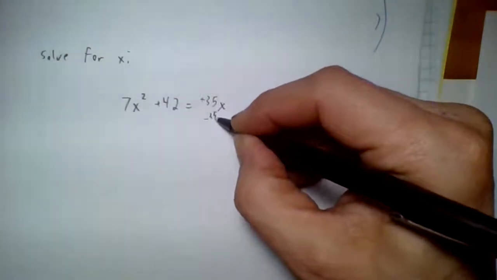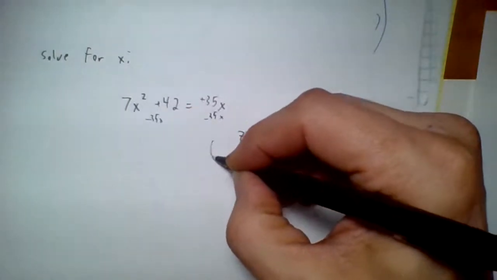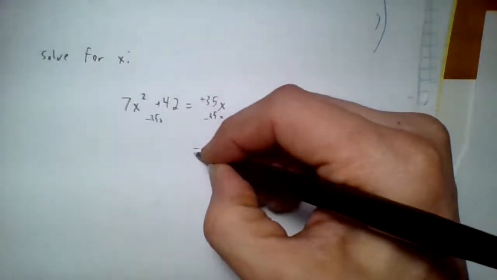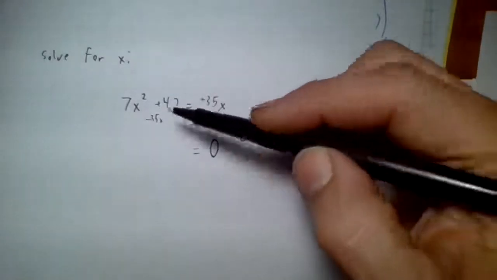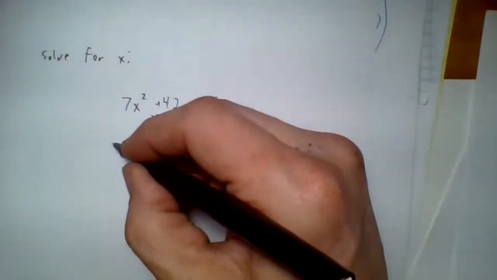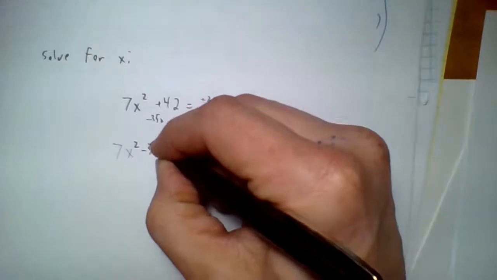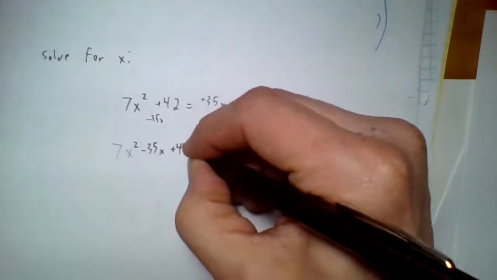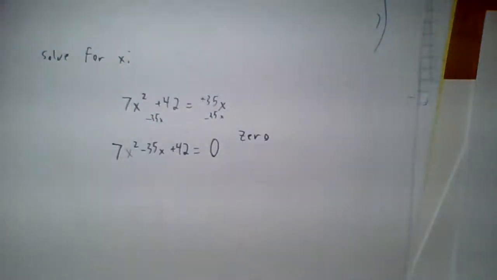So I have to do some adding and subtracting to get the 0 on one side before any of this factoring will help me. So I'm subtracting 35x. It doesn't go with any of these terms. There's no like terms there. So I just have this long expression, 7x squared minus 35x plus 42. And I put that into regular descending order right there.